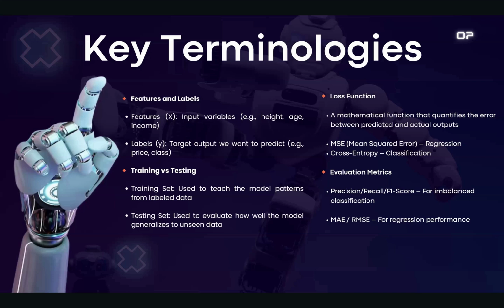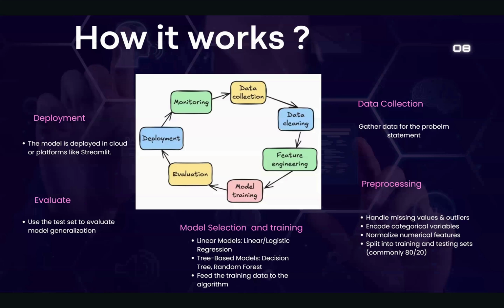One more key terminology is the loss function. A loss function is a mathematical function which quantifies the error between the predicted and actual output. There are many metrics for loss functions, but specifically, we will be using MSE for regression and cross entropy for classification. Many metrics are available, which include precision, recall, and F1 score. Particularly, these metrics are used for classification purposes. And mean square error, mean absolute error, and root mean square error are used for regression problems.